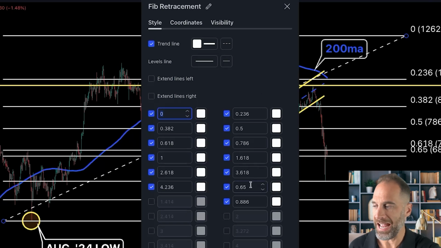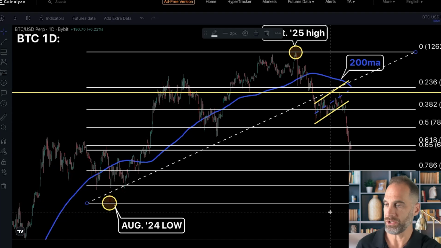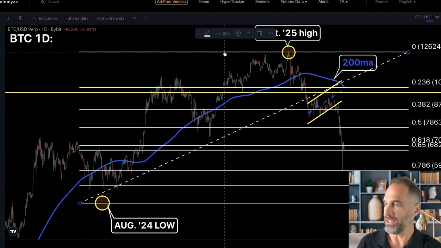I need you to add the 0.65, all right? Because it's not going to be on there natively. And I need you to add the 0.886, all right? Make sure those are on your Fibonacci. Make sure you save those settings, all right? And let's rock this out. So basically what we're looking at here, let me remove this.